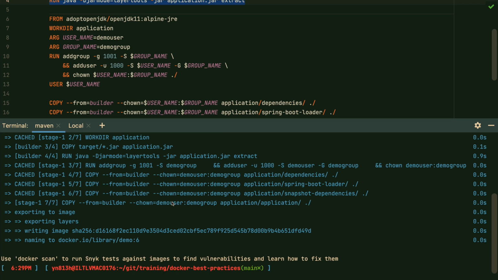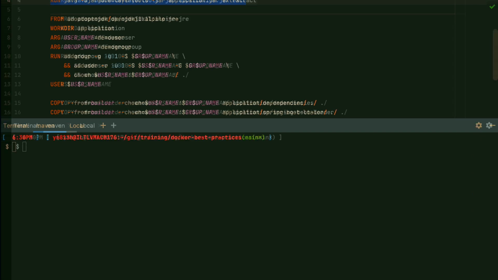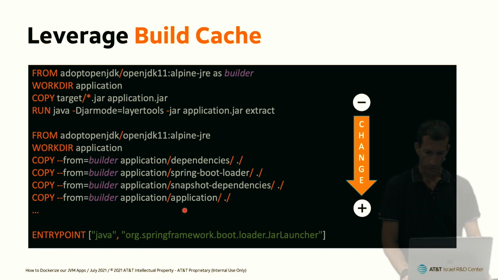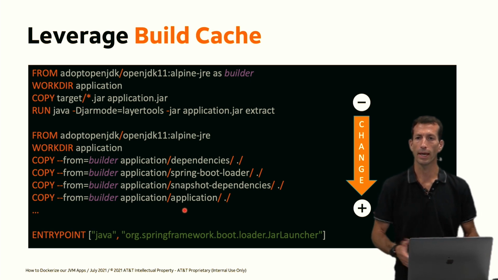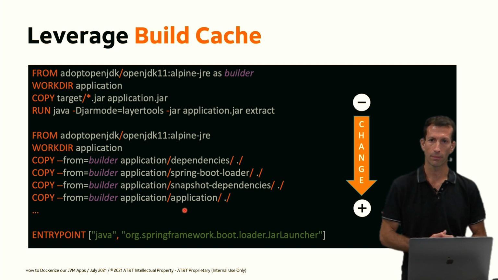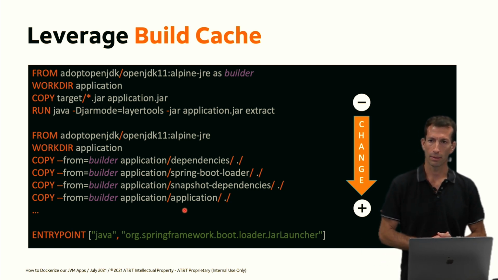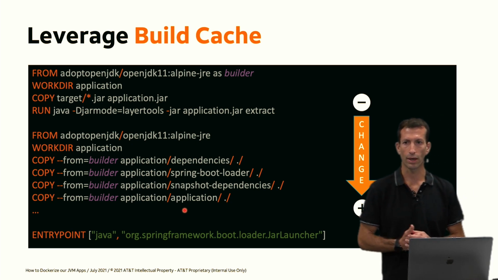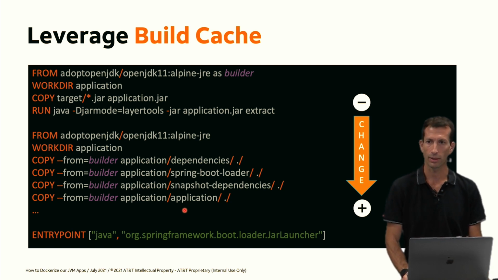So this has a pretty big effect on build times. So that's the build cache, and that's how we can take advantage of the layers. If you're not working with Spring Boot and you don't have these automatic layers, obviously you can make them yourself. But without doubt, Spring Boot comes in really handy here. I mean, it's very, very easy to get that done.